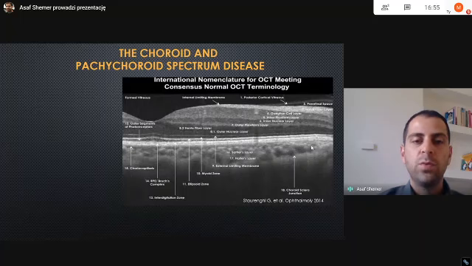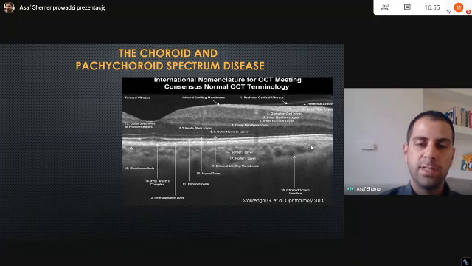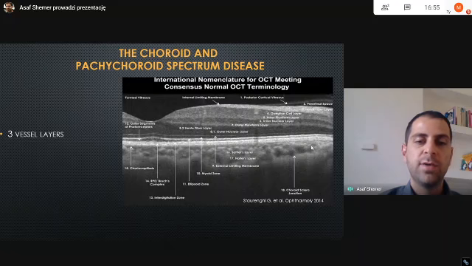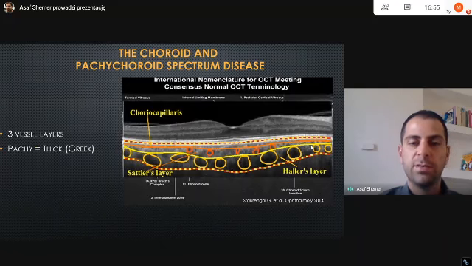Before we dive into the world of the Pachychoroid spectrum disease, first we must understand and define the normal choroid anatomical characteristics. Basically, the choroid is comprised of 3 vascular layers. Going from inner to outer, first is the choriocapillaris, then the medium-sized blood vessels named the Sattler layer, and finally the Haller's layer, which consists of large vessels.